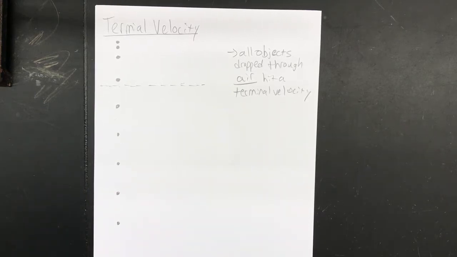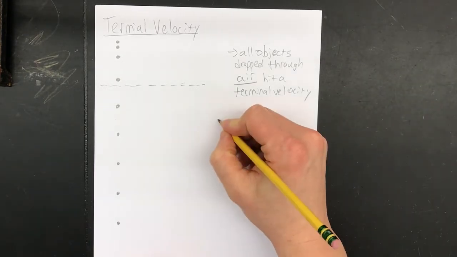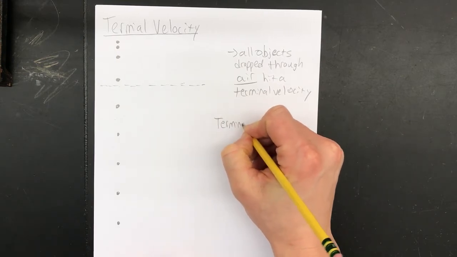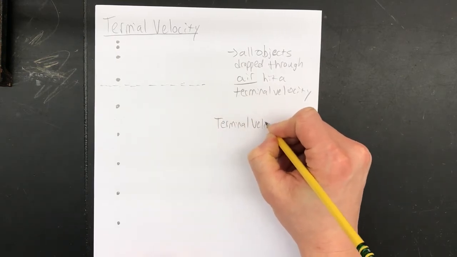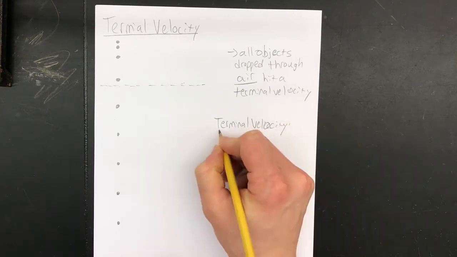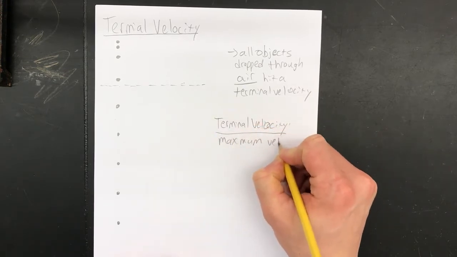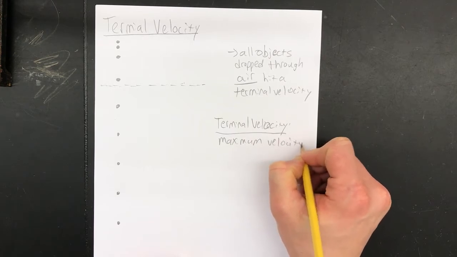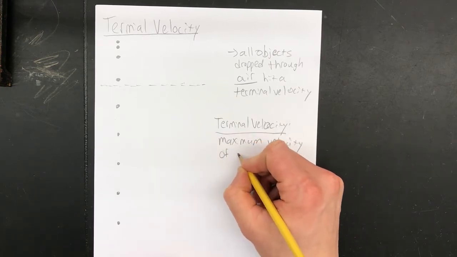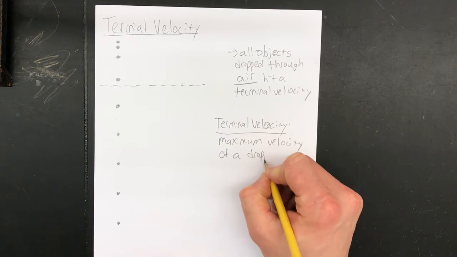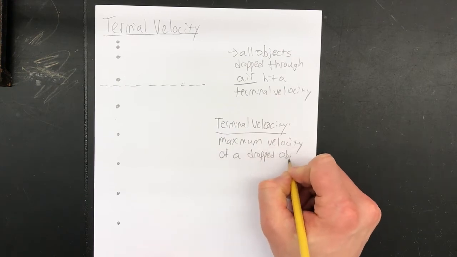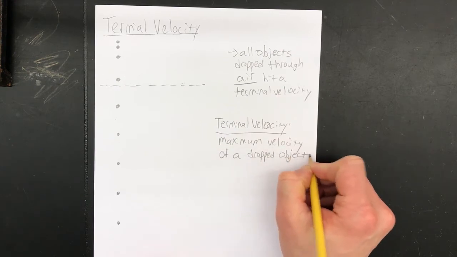Hey everybody, today we're going to talk about the idea of terminal velocity. So let's first define what terminal velocity is. It's the maximum velocity of a dropped object. So when objects are dropped on Earth, they speed up.